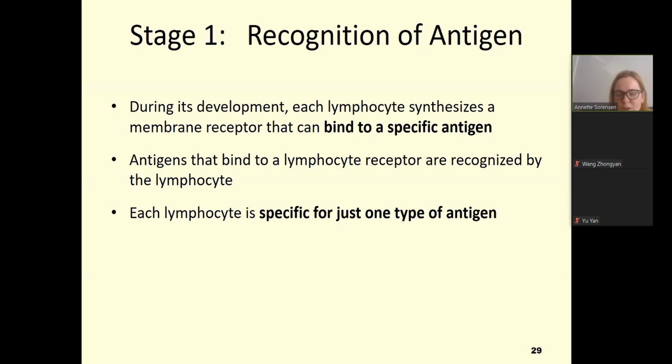Okay, so stage 1, recognition of antigen. During development, each of these lymphocytes synthesizes a membrane receptor. And that membrane receptor, as I have already said, can bind to specific antigens. Antigens that bind to the receptor are then recognized by the lymphocytes. And it's very important to remember that each lymphocyte is specific just for one type of antigen.